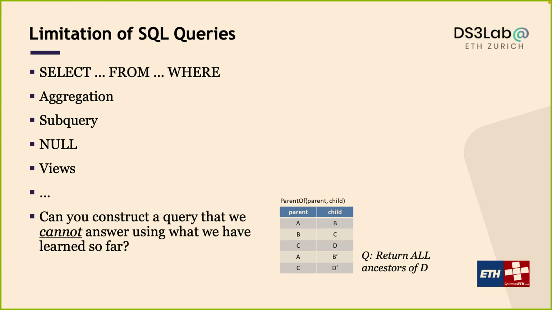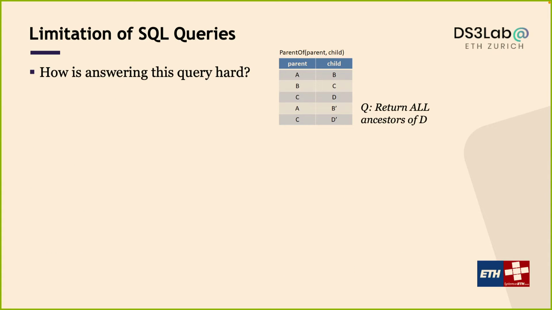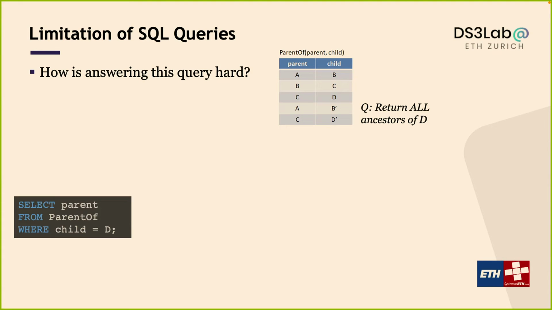Now we know how to write a SQL query. How would we write that? Let's think about it. How do we get all the parents of this person? That's very easy to write, right? I hope everyone knows how to write it now. You select the parent from parent of where child equals D, something like that. You get all the parents of D in this relation.